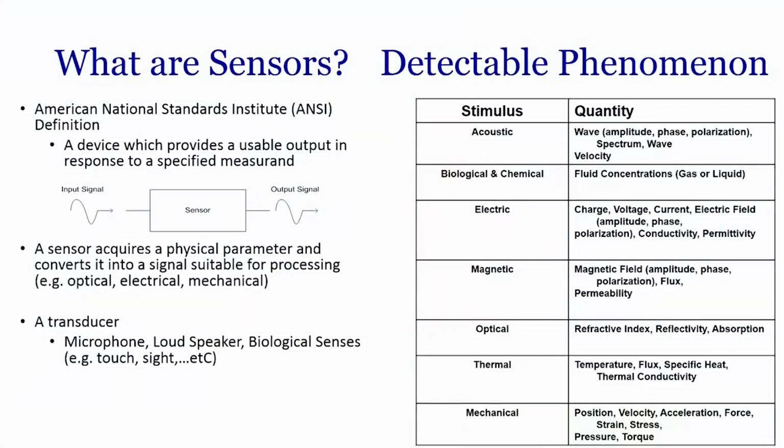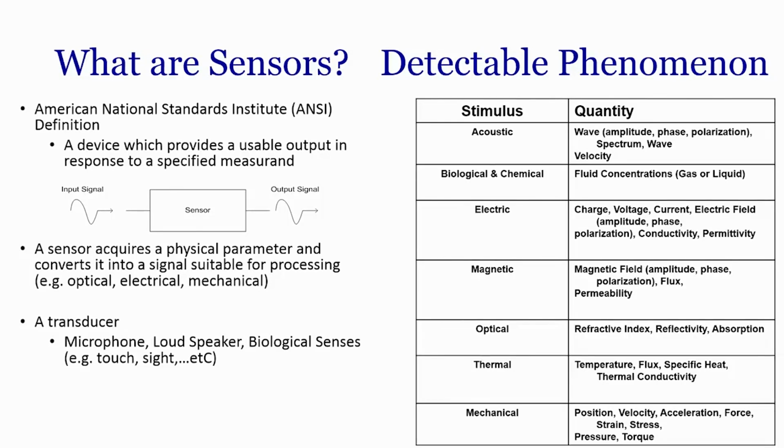So, a sensor, like I said, acquires a physical parameter and converts it into signals suitable for processing. While when you talk about a transducer, a transducer is like a microphone, loudspeaker, or biological senses, for example touch, sight, etc. So, a transducer transduces the signal. For example, a loudspeaker: whatever we speak, it amplifies the signal, right. So, that is the transducer.